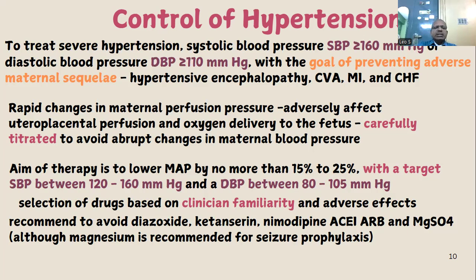Aim of the therapy is to lower the mean arterial pressure no more than 15 to 25% with a target of systolic pressure 140 to 160 and diastolic pressure between 80 and 105. Selection of the drug is based on clinician familiarity and the expected adverse effect. There are certain drugs that are to be avoided.